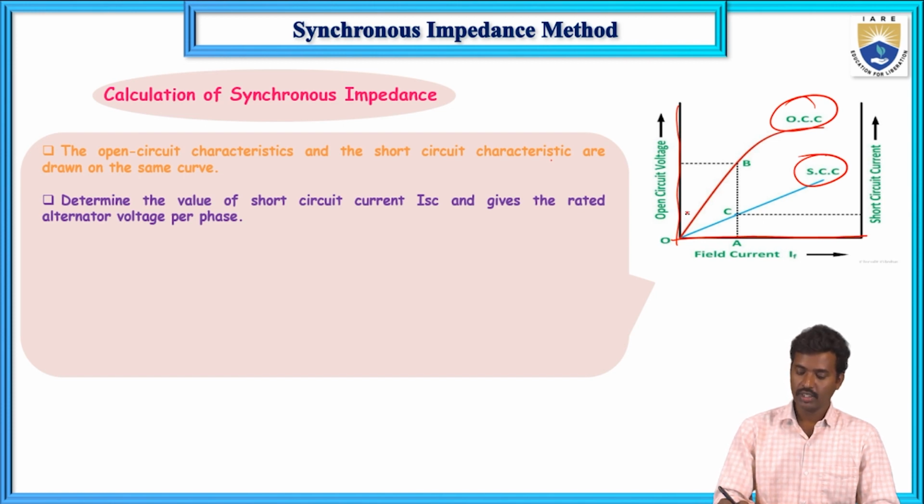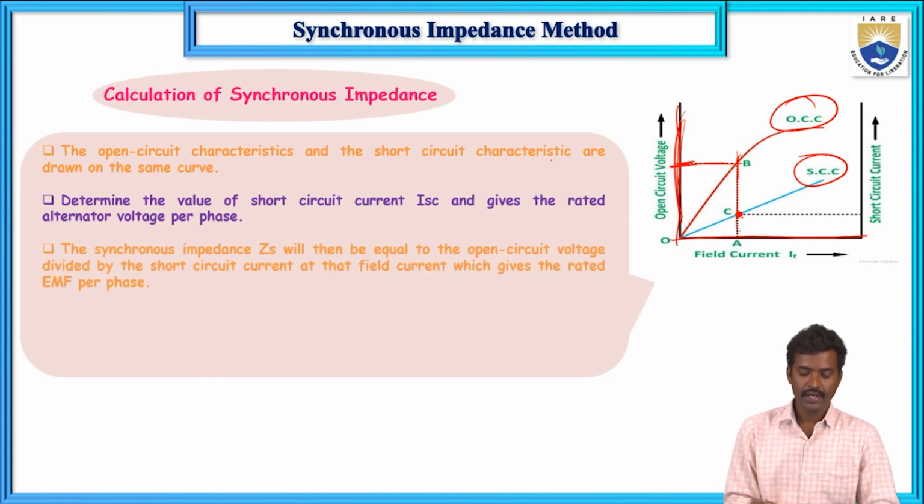So at this point, determine the value of short circuit current at the rated alternator voltage. First, take the rated alternator voltage, it is this one. Draw the horizontal line, and from this point draw the vertical line, and where it touches this point, this is the rated short circuit current.